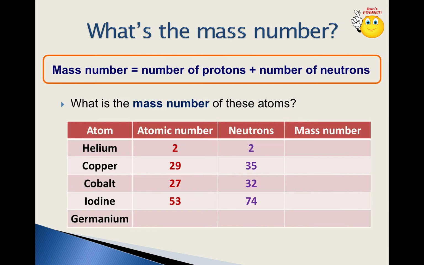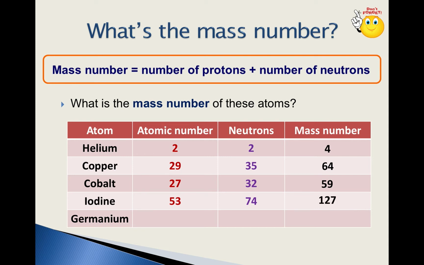So if we look at this table, this is something you can have a go at very quickly, and we can quickly try and work out what the mass numbers of these different elements are. If I run through the mass numbers very quickly, helium, which has 2 protons in its nucleus and also has 2 neutrons, we add the numbers together and we will get 4. Copper will give us 64. Cobalt will give us 59. Iodine will give us 127.